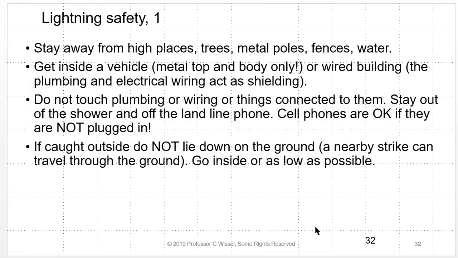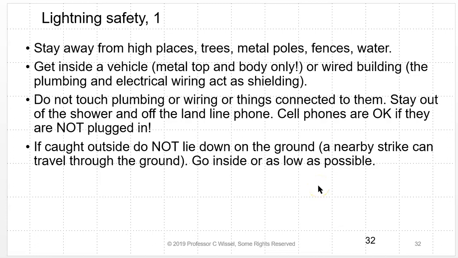Wired building. The plumbing and electrical wiring will act as shielding. So is the metal on the vehicle. We'll explain later in the course why this is. Don't touch plumbing or wiring or things connected to them. Stay out of the shower and off the landline phone. Cell phones are okay as long as they're not plugged in. So don't be touching anything that's plugged in.